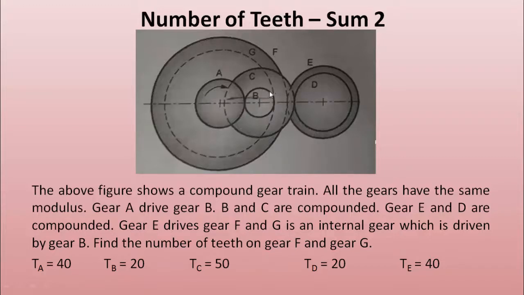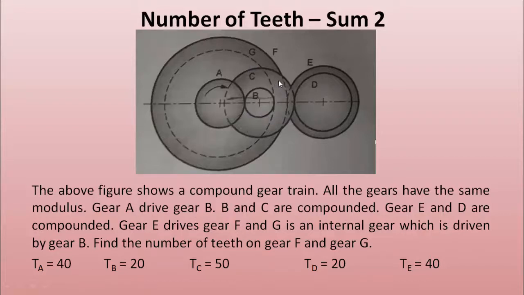B and C are compounded to each other. So B is rotating in anti-clockwise direction, C is also rotating in anti-clockwise direction. They are on the same shaft. Now B is meshing with this gear G. See, you can see this gear G. G is an internal gear. That means it has teeth on its internal side. So because of B, G is rotating. Okay, so because of A, B is rotating. Because of B, C is also rotating and G is also rotating. The difference is B is meshed with G and B is compounded with C.